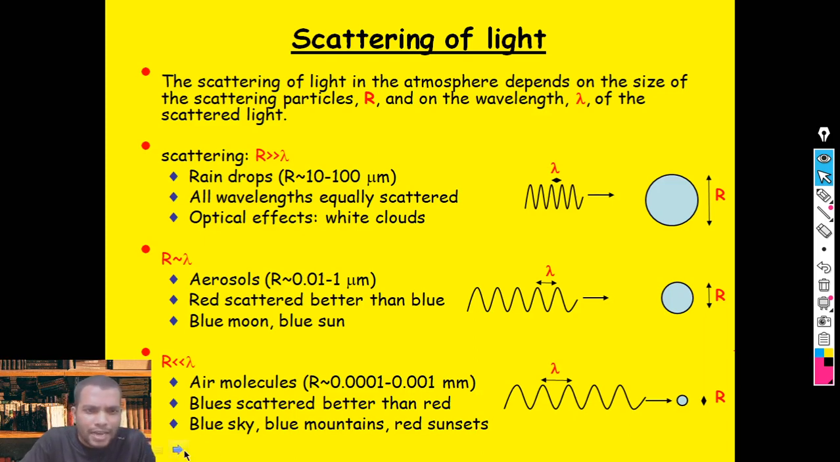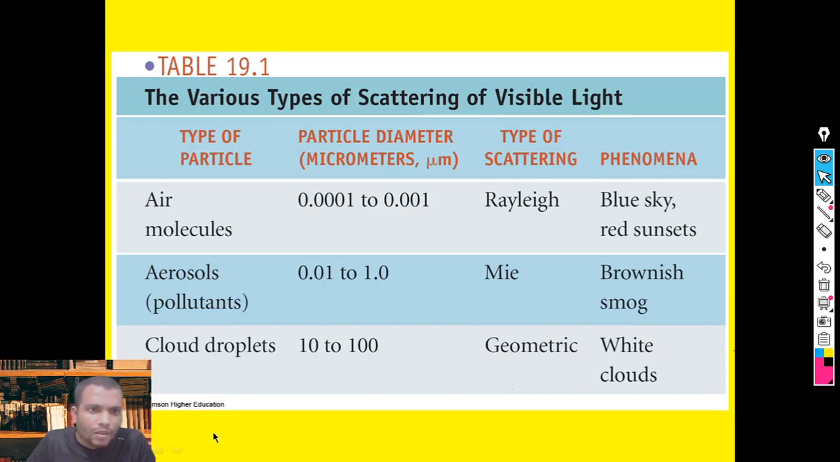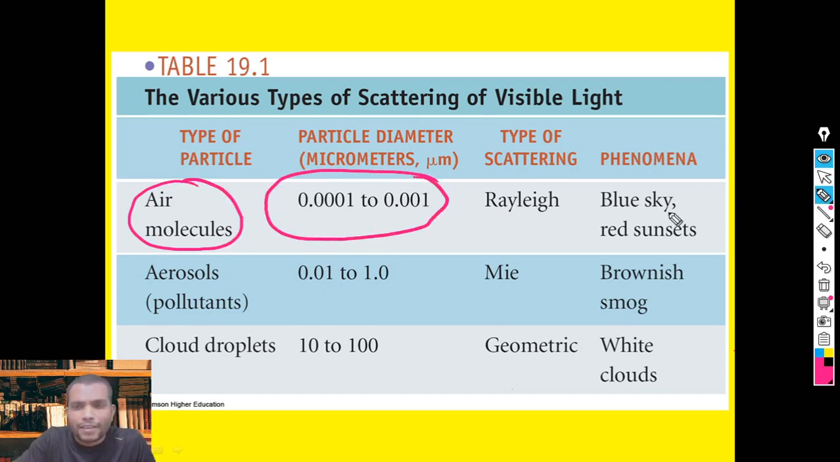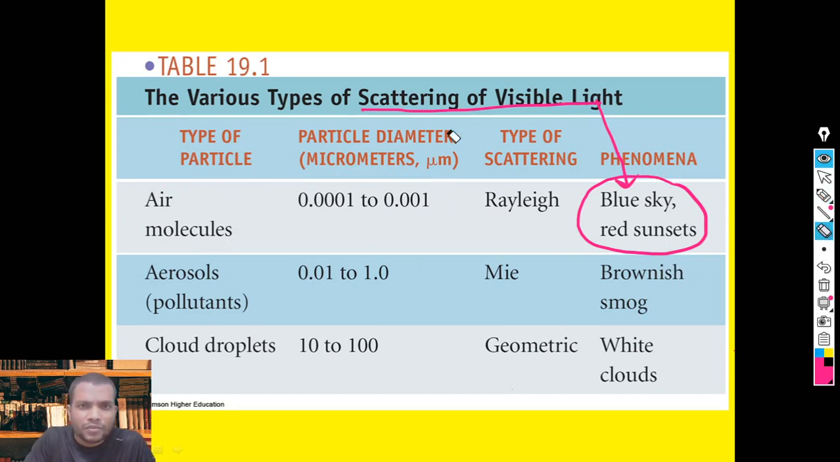Before that, here I have a table, which you can remember. It says about the air molecules and the corresponding size, how small it is, and the corresponding phenomena. If the size of the air molecules is very small, there is scattering of visible light. The phenomena that happen here are the blue sky and red sunset. This is what we need to talk about much more clearly.